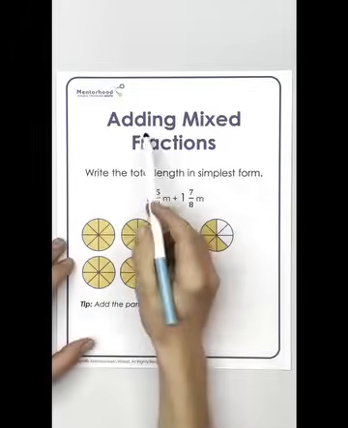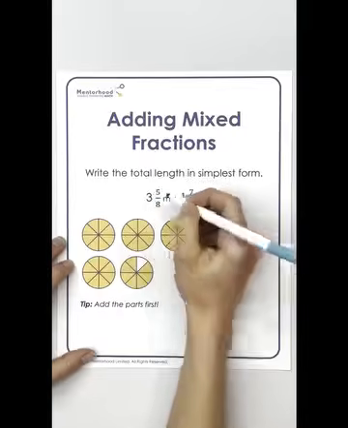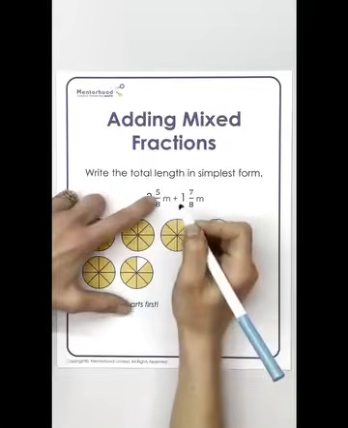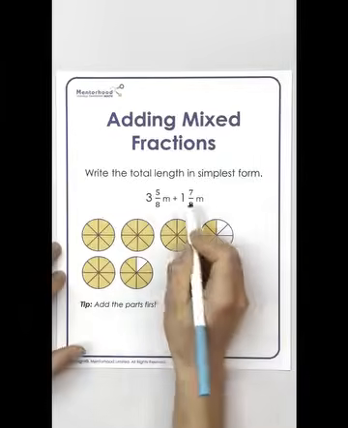Let's look at an example of adding mixed fractions. Mixed fractions happen when you've got a whole number and parts left over. So it's mixed because you've got a whole component and a parts component. Okay, so we are going to write the total length in simplest form. So these are in meters, for example.